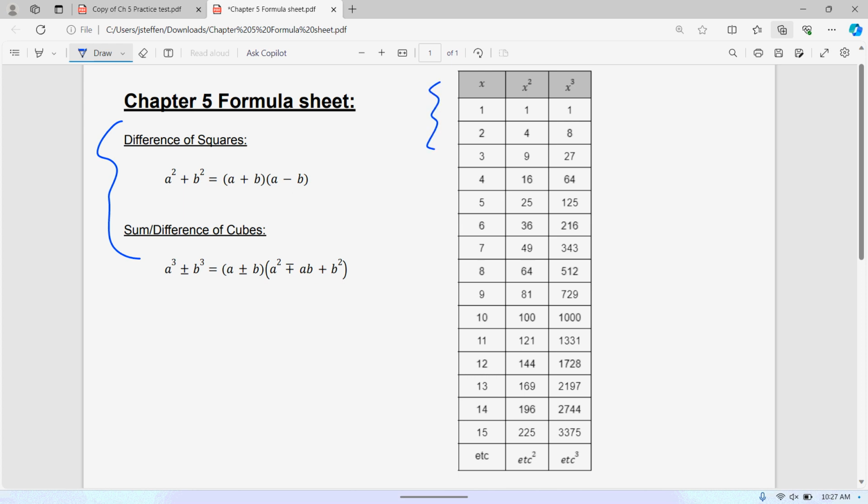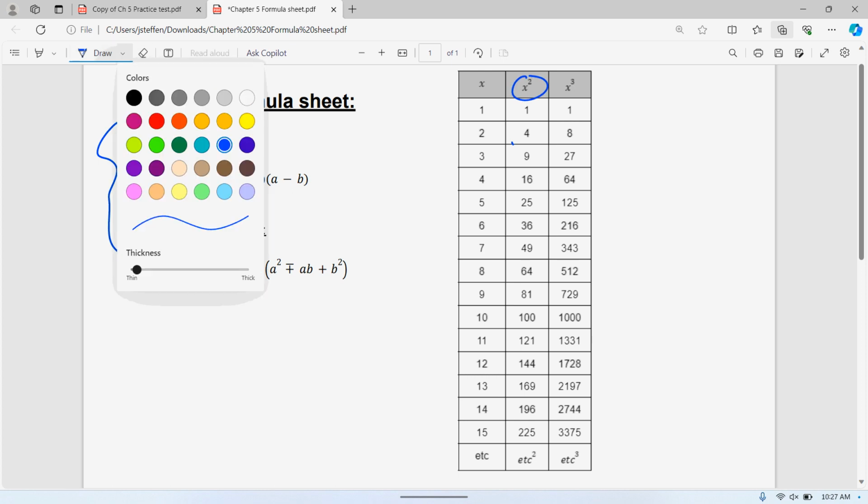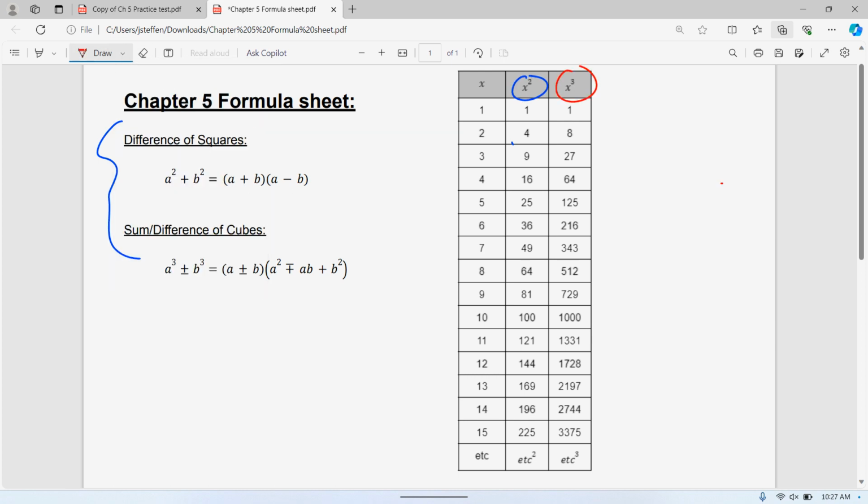that has all the normal numbers here, all the perfect squares in this column, and all the perfect cubes in this column. A couple people have asked, how do we know when it's a difference of squares compared to a difference of cubes? The biggest thing is double check whether the numbers are perfect squares or perfect cubes, which means double check this column. We'll look at some of those in a moment.